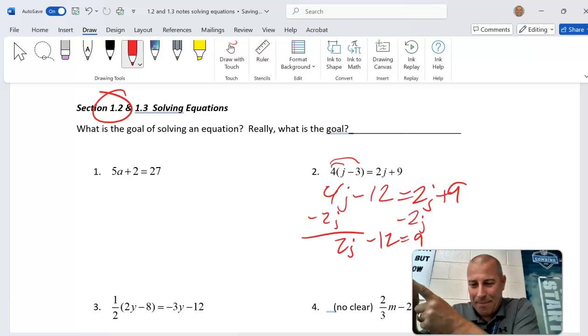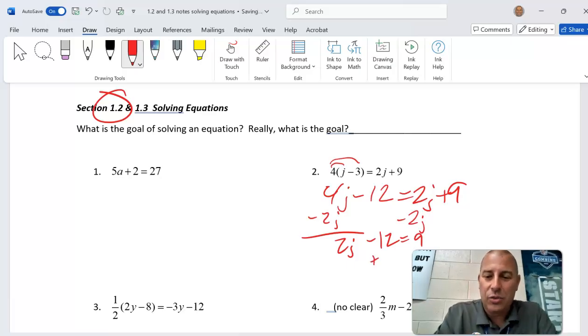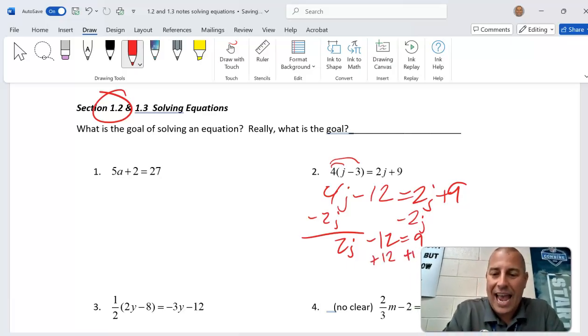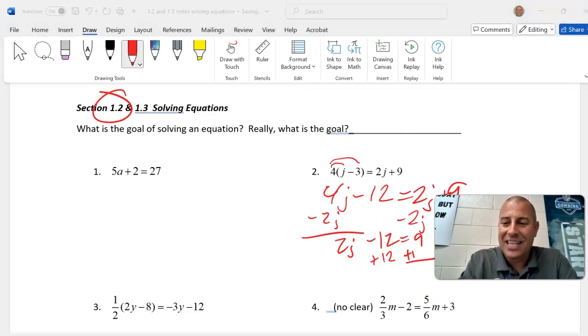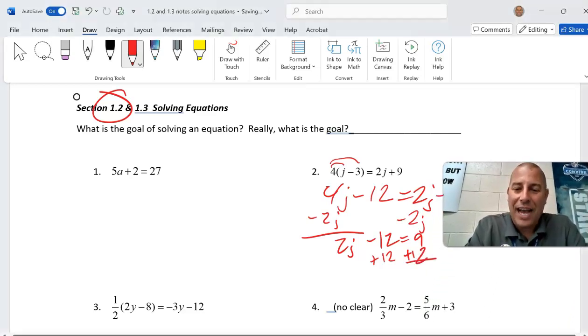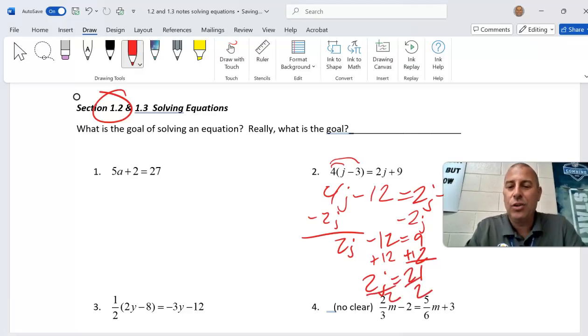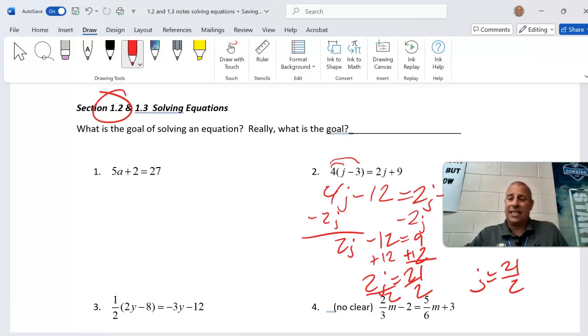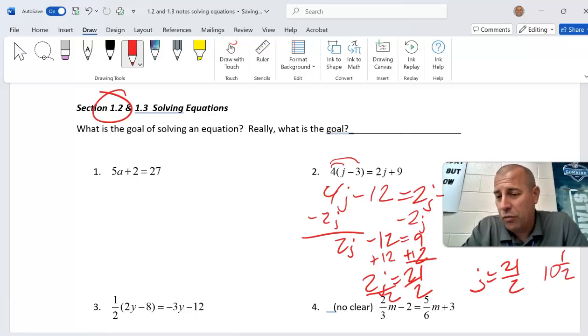Now I've got to get the numbers to the other side. So to undo that subtracting 12, we are going to add 12 to both sides. So I've got 2j equals 21. Divide both sides by 2. And hey, improper fractions are fine. So j equals 21 halves. If you want to go a step further and say, hey, I can take 10 groups out with one piece left over and say 10 and a half, it's fine. Just stay improper. Leave it.